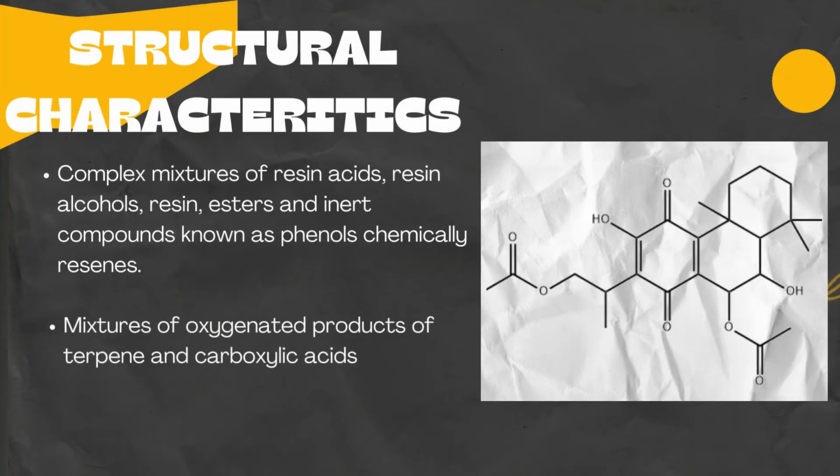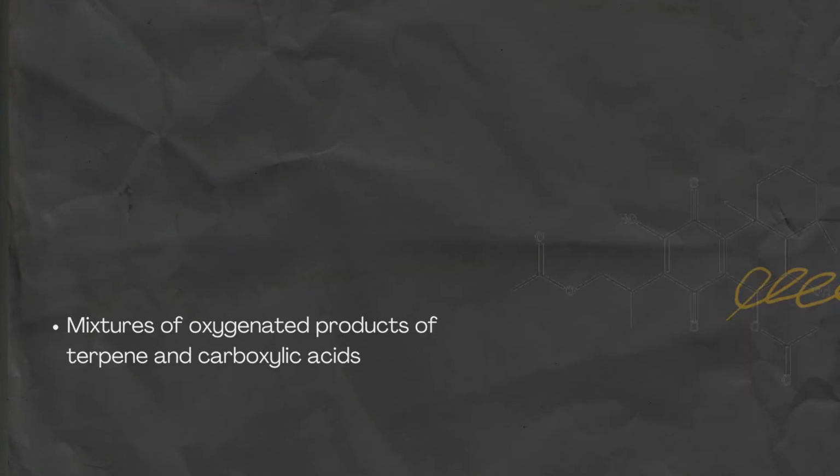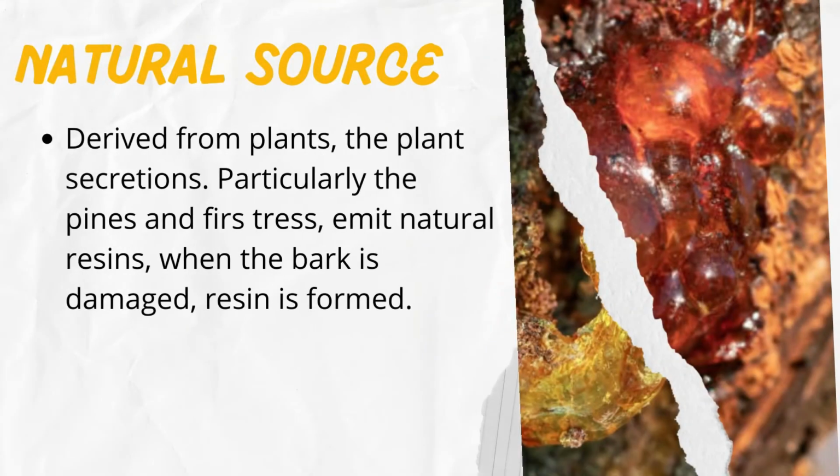Resin is a complex mixture of resin acids, resin alcohols, resin esters, and inert compounds known as phenols, chemically resinous. These are also a mixture of oxygenated products of terpene and carboxylic acid. For the source of resins, they are obtained from nature and indeed the majority of them are derived from plants. Particularly the pines and the fern trees emit the natural resins.